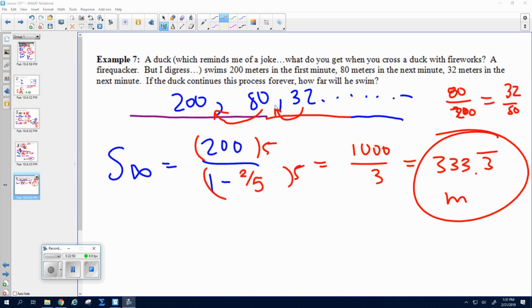That's how far he goes. So think about it, I'm multiplying 200 by some value of r to get 80, and you divide by 200. Gotcha. Yeah.